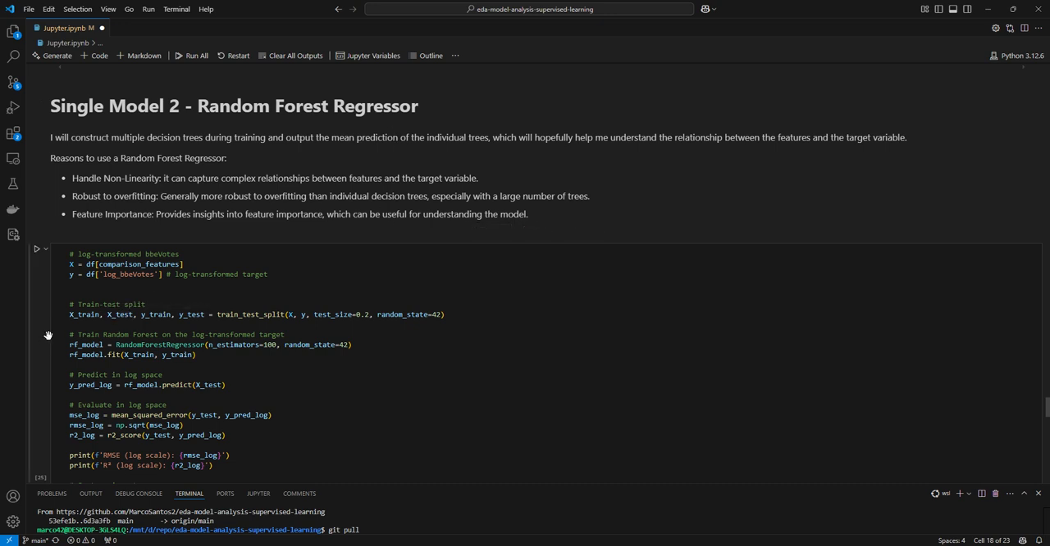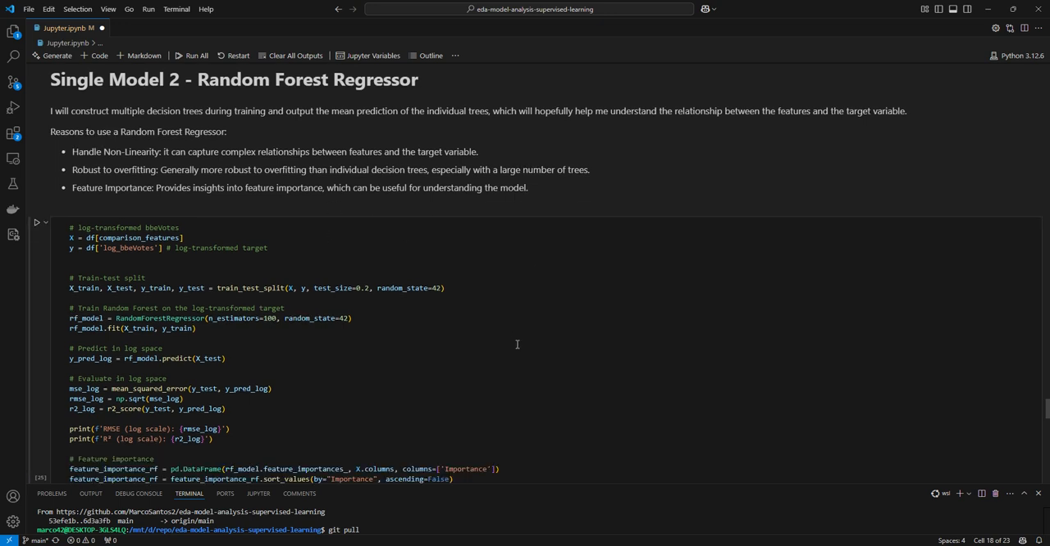It's also robust to overfitting. Generally more robust to overfitting than individual decision trees, especially with a large number of trees. And it provides insights into feature importance, which can be useful for understanding the model. So feature importance, right? How important are the four features that I am analyzing compared to BBE votes?